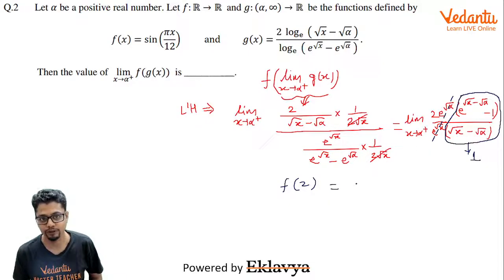Now what about f of 2? It is sine of pi times 2 by 12, which is sine of pi by 6, so it is half. So your answer is 0.5.